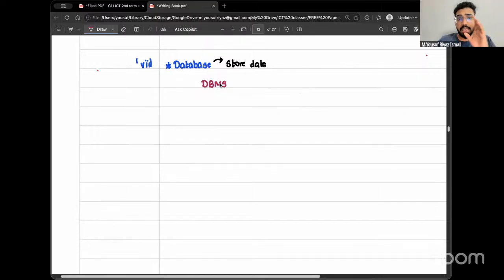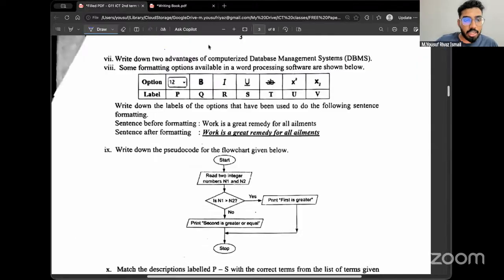Like, for example, the type of application we use to take photos is a camera. The type of application we use to send messages, we normally call instant messaging applications. So these are like categories, right? The type of applications we use to create Excel files, we call spreadsheet applications. Likewise, DBMS refers to the type of applications used to create and manage your databases. So the question is asking for advantages of using a computerized database management system.